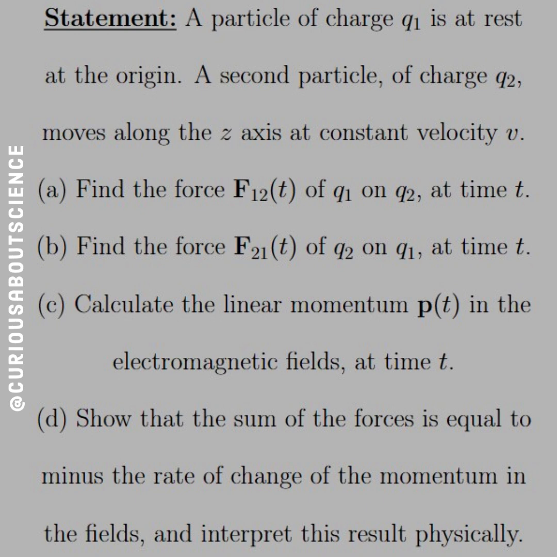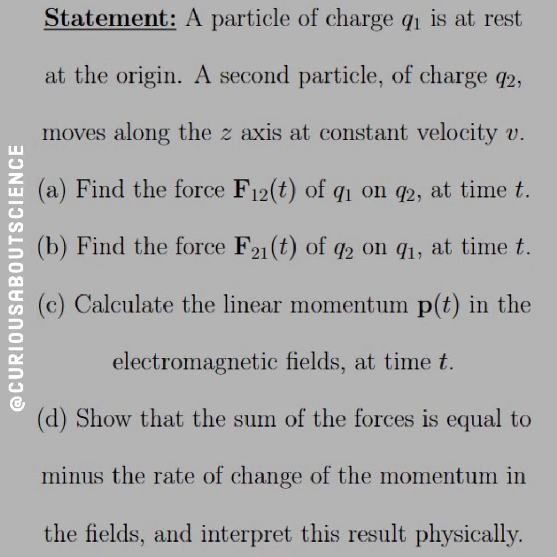What we see here is that a particle of charge Q1 is at rest at the origin. A second particle of charge Q2 moves along the z-axis at a constant velocity v. Find the force F12(t) of Q1 on Q2 at time t. Find the force F21(t) of Q2 on Q1 at time t. Calculate the linear momentum P(t) in the electromagnetic fields at time t. Show that the sum of the forces is equal to minus the rate of change of the momentum in the fields, and interpret the results physically.